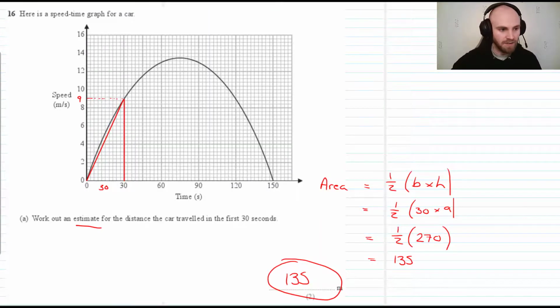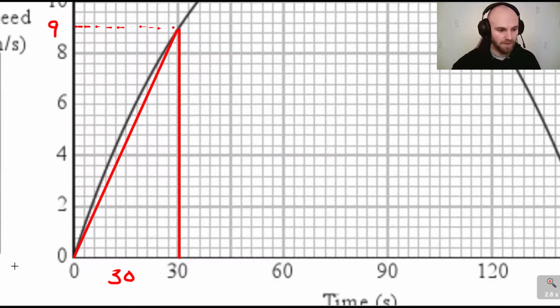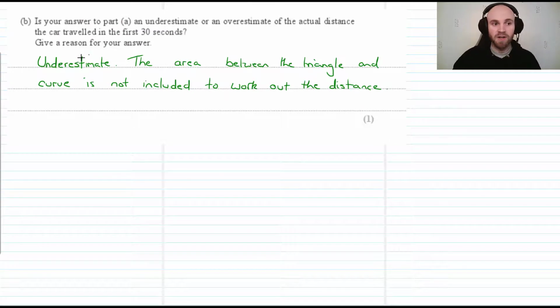For example, if we just zoom in a little bit more, we have this little gap here in between the triangle that we use for the distance and the curve. And to summarize, I'm going to say it's an underestimate. The area between the triangle and the curve is not included to work out the distance.